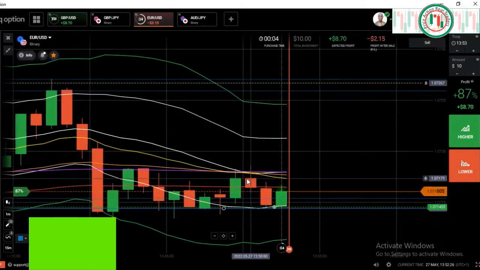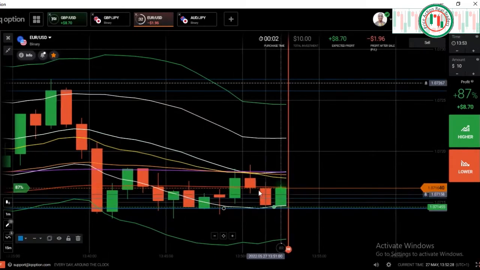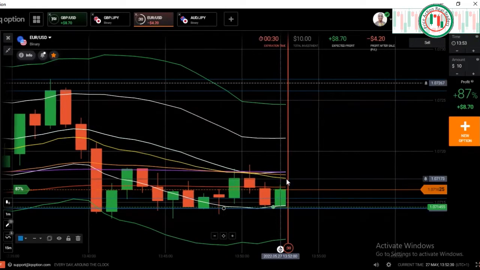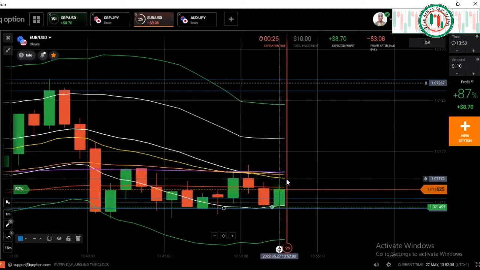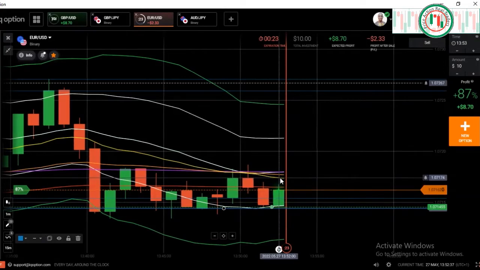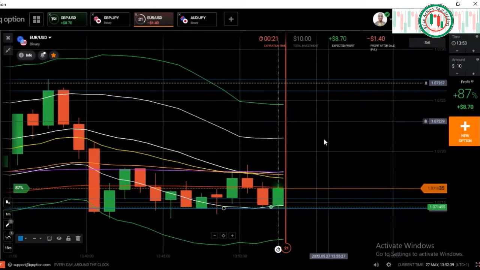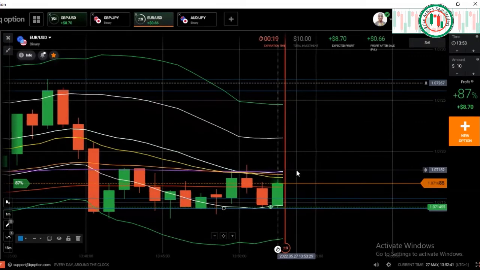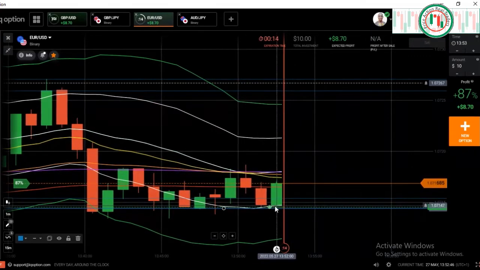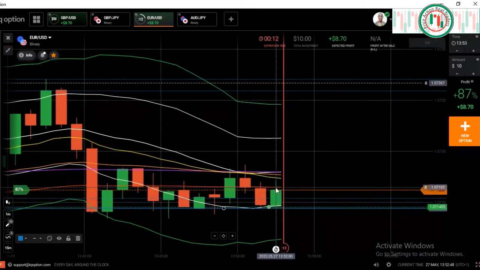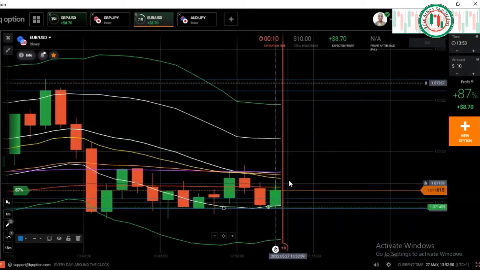That's why you see I missed this one and I got this one. So anytime, try to get a good opportunity, because if you don't get a good opportunity, you lose your money. So you see a very nice entry point, and you see a strong buy entry at this zone.